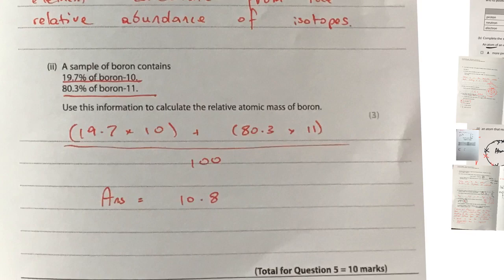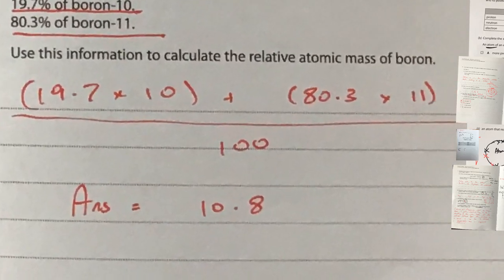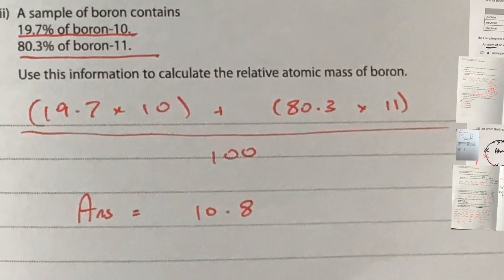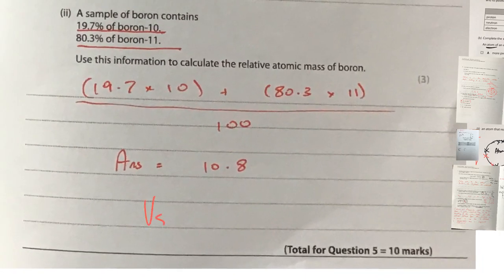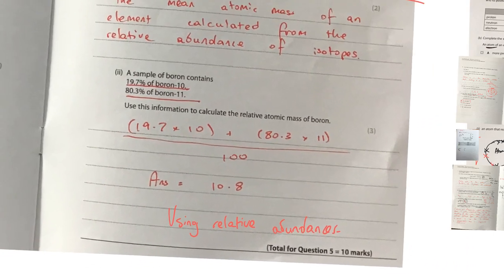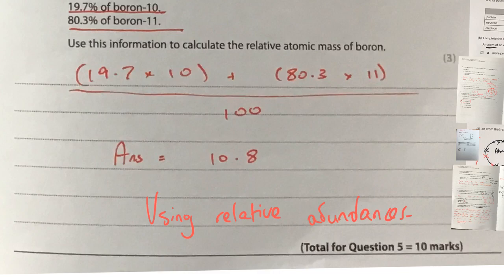And finally, a sample of boron contains 19.7% of boron 10 and 80.3% of boron 11. And we're just using this calculation again, okay? So I'm going to do the percentage times the mass in brackets plus the other percentage times mass, divided by 100. And again, this is using relative abundances, okay? And there is your homework. So if you can rewind, pause, just make sure you really understand things, okay?